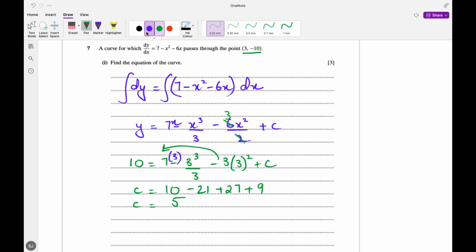So the final equation can be written as y is equals to 7x minus x cube upon 3 minus 3x squared plus 5.